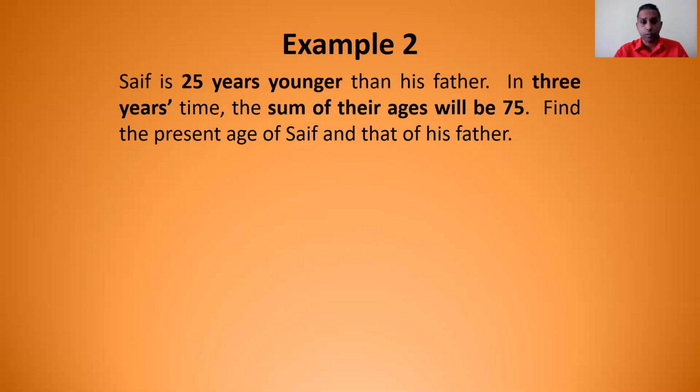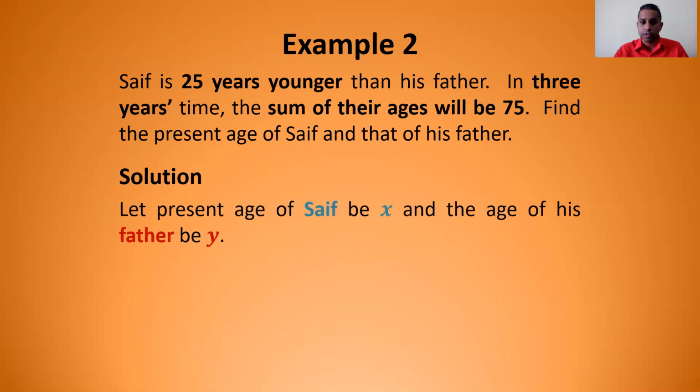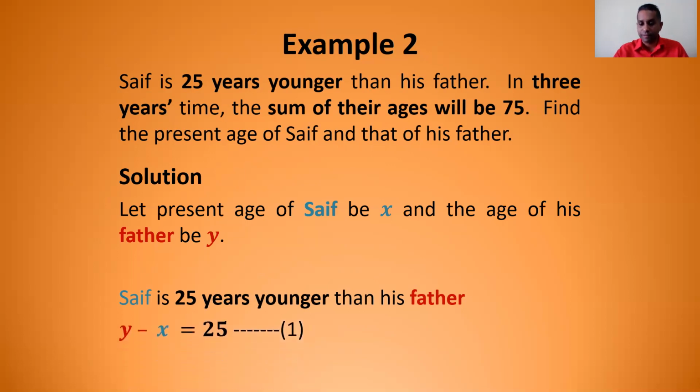Now, if you consider this question, students, you will see that we are looking for the present age of Saif and that of his father. This is where we will start with our solution. We will denote these two pieces of information by x and y respectively. Now, we are told that Saif is 25 years younger than his father. It means that when I take the age of Saif's father and subtract the age of Saif, I should get 25. This is one possible equation that we might write down with this statement.